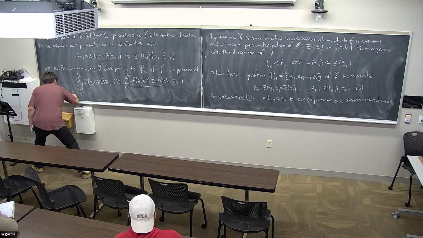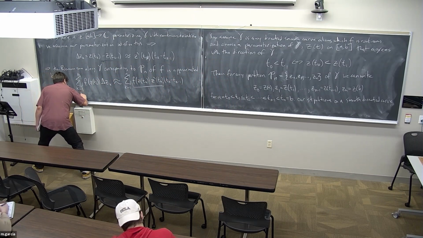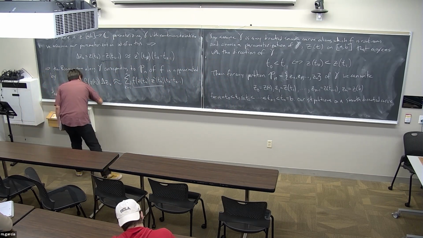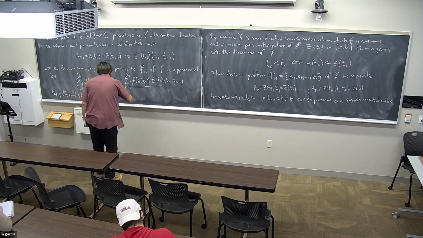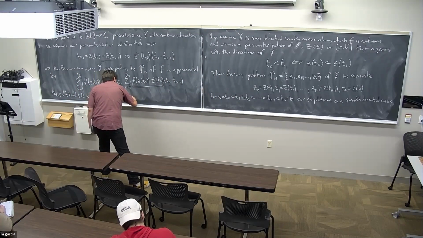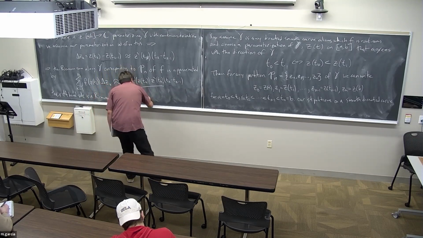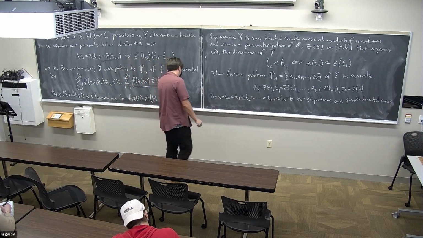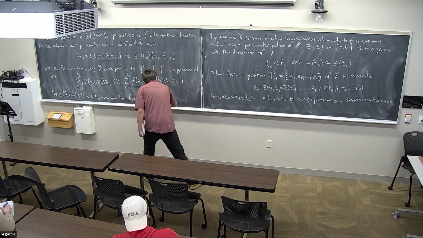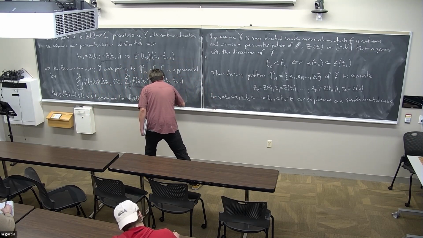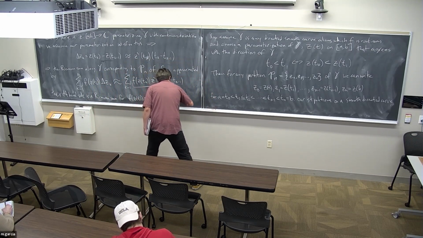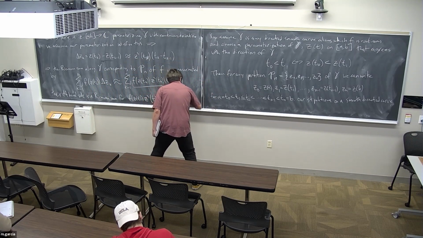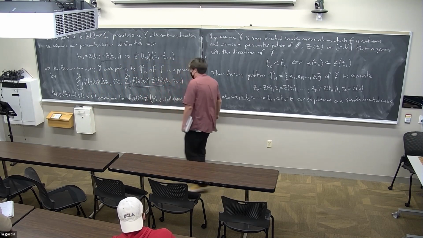The right-hand side is a Riemann sum for the function f of z of t times z prime of t on real interval a to b.